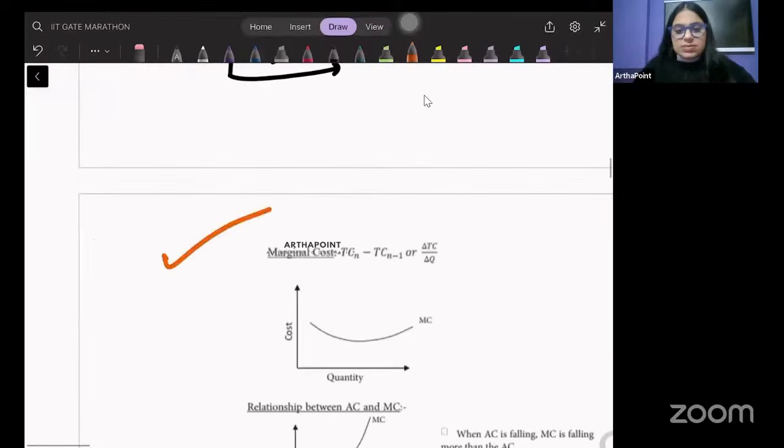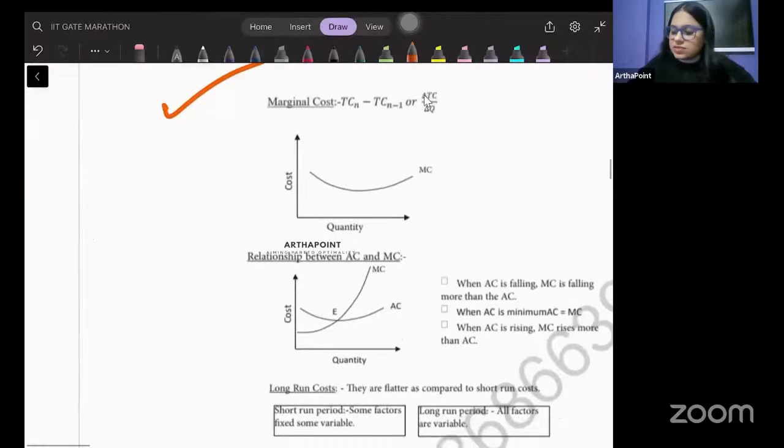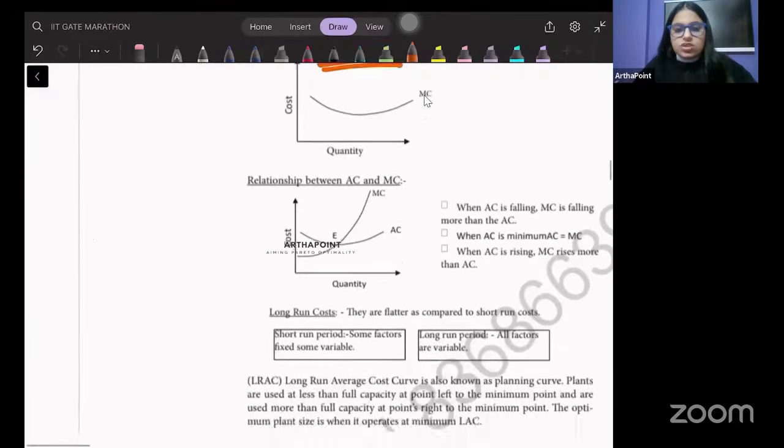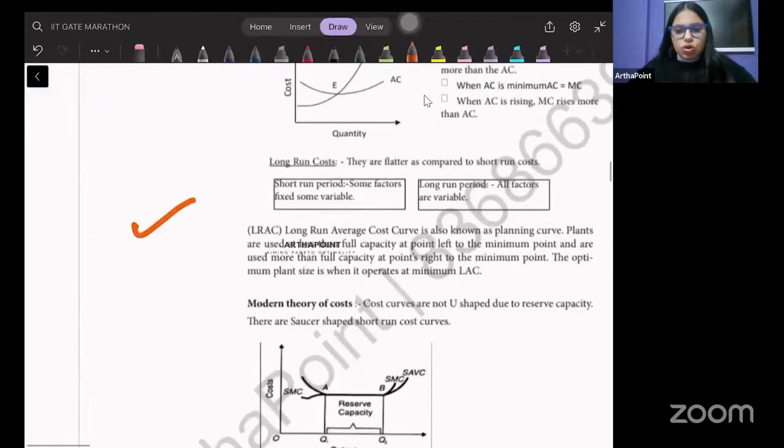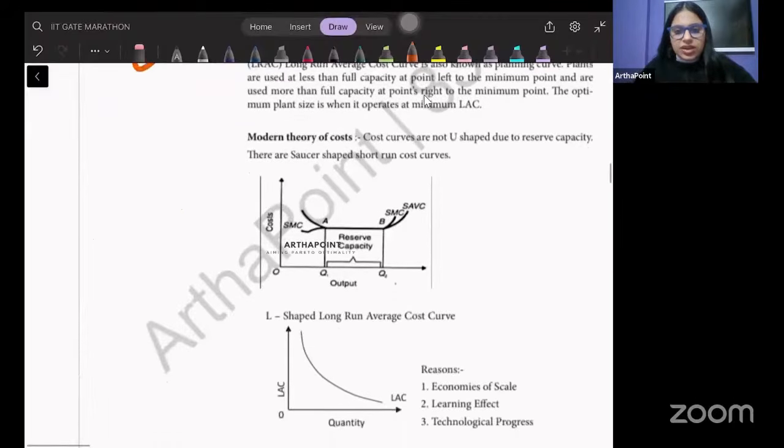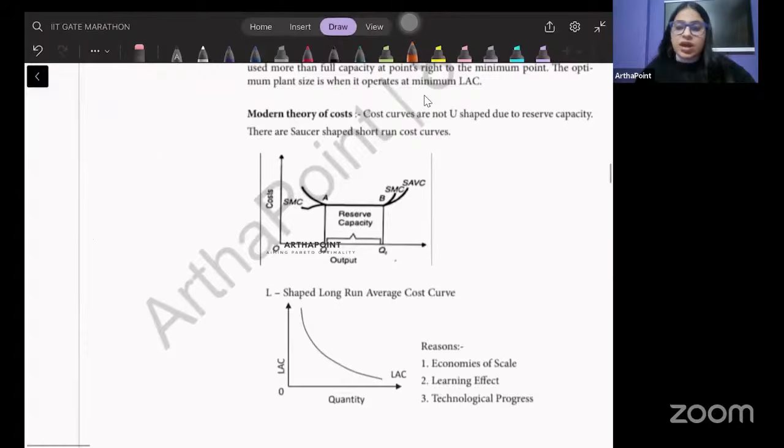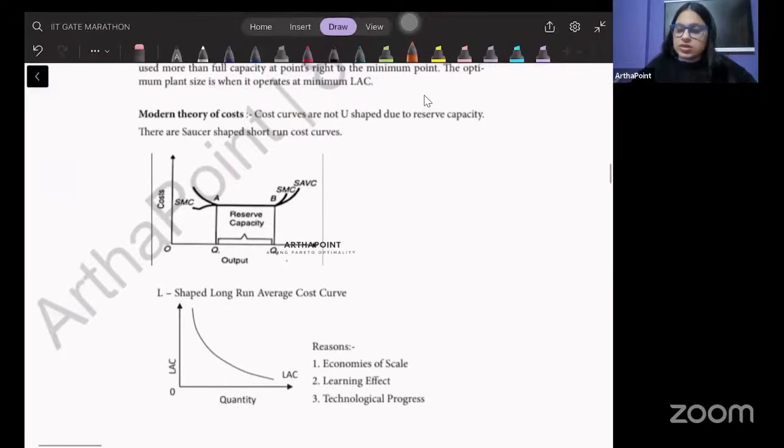So this is the concept of marginal cost, the additional cost incurred when you increase the output. Uske baad, you can just go through long run and short run cost. I don't think anything is important here. This is important and this can be asked in exam.